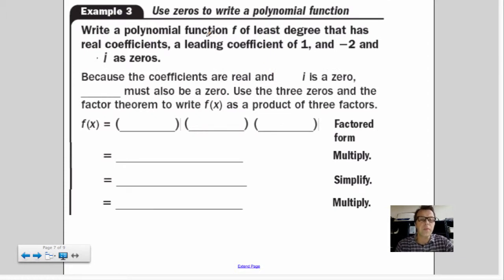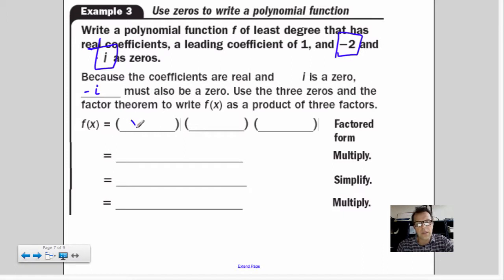So example 3: write a polynomial function of the least degree, meaning you wouldn't want to blow it up even bigger than just the possible answers that are given, that has real coefficients and a leading coefficient of 1. They tell you that one of the zeros is -2, and they also tell you that you have a zero of i. And again, from the complex conjugate root, you know that there must be a second answer that's -i.